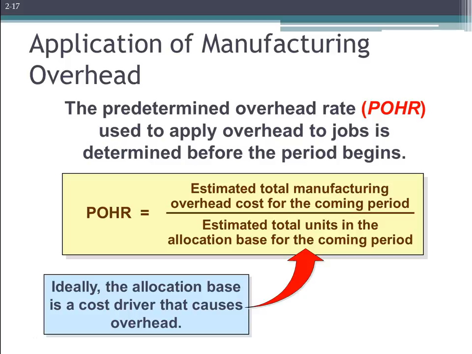By the way, you will never be responsible for estimating manufacturing overhead costs or estimating the number of units or the allocation base or coming up with which allocation base we should use. This is something that business managers will do and provide to us. So in all of the problems you'll be doing in this chapter, including both homework and exams, these amounts will be given to you. You just need to know the formula for coming up with the predetermined overhead rate, which is right here.